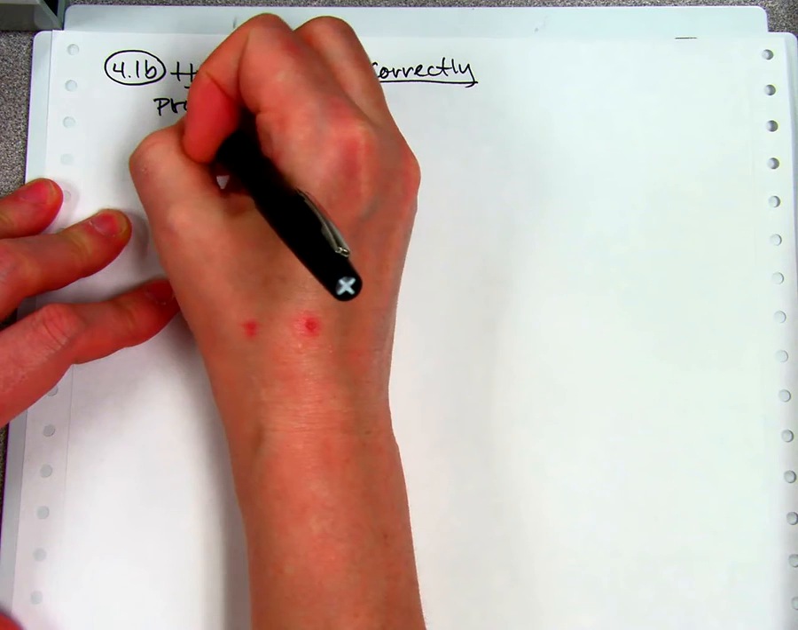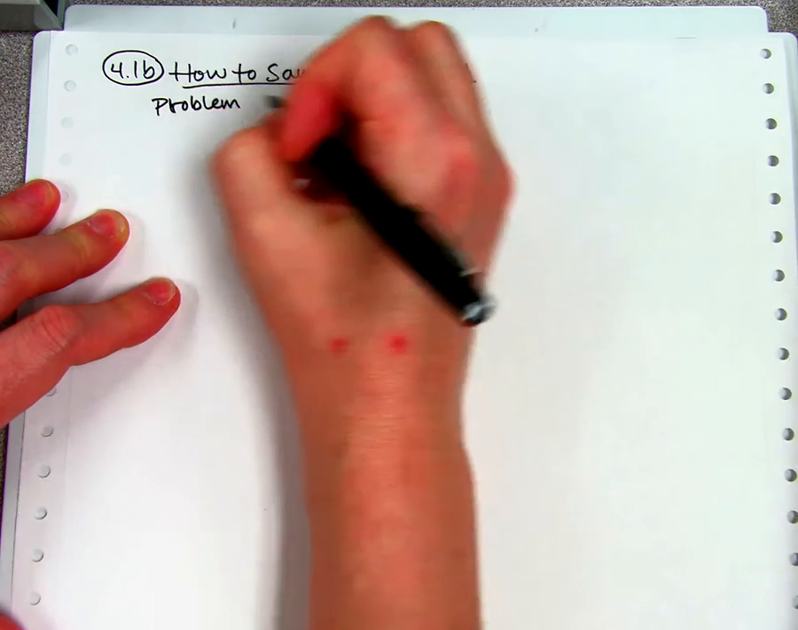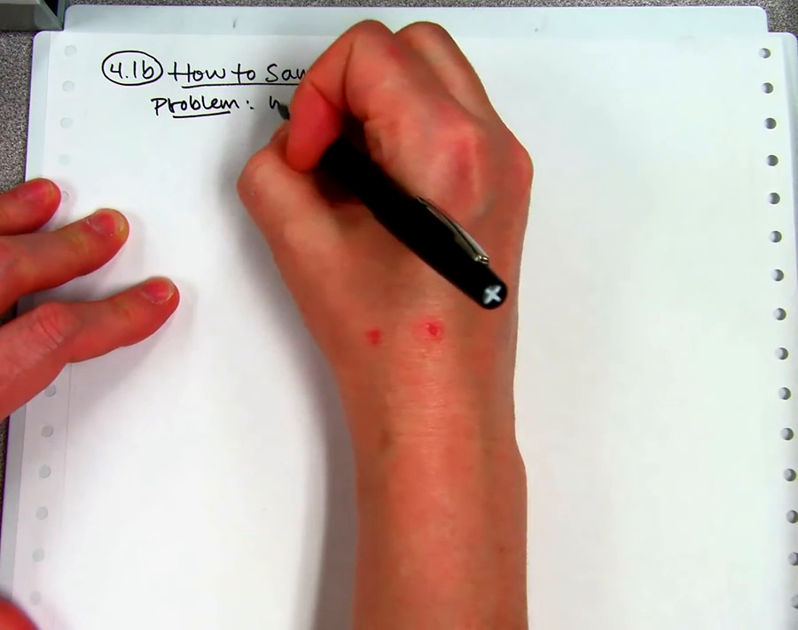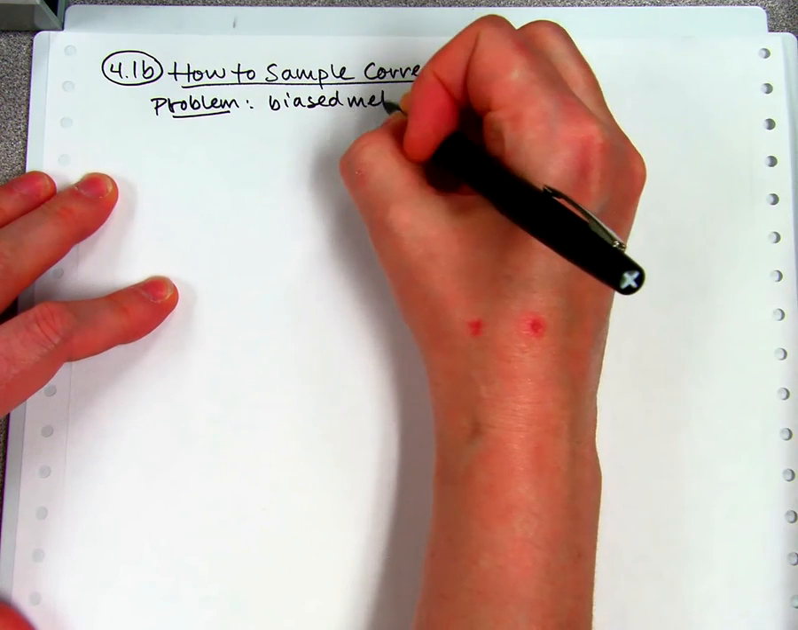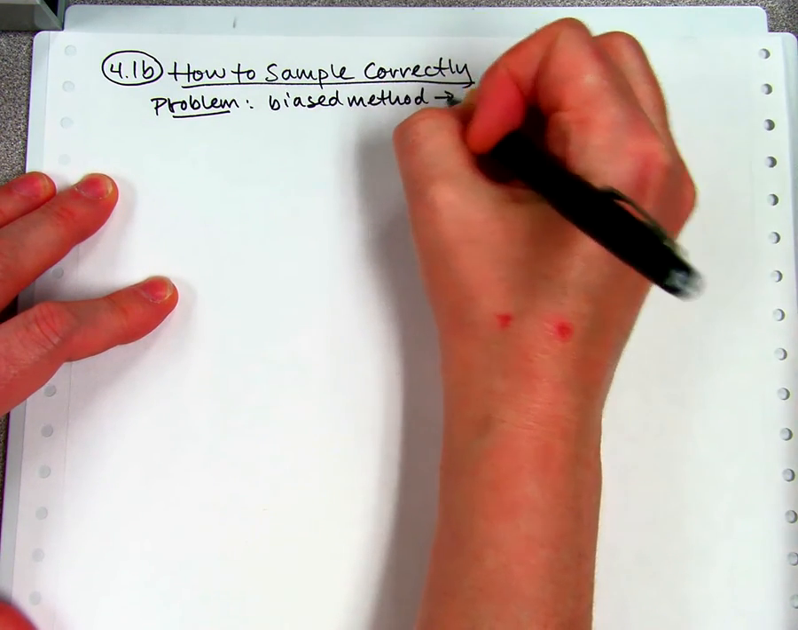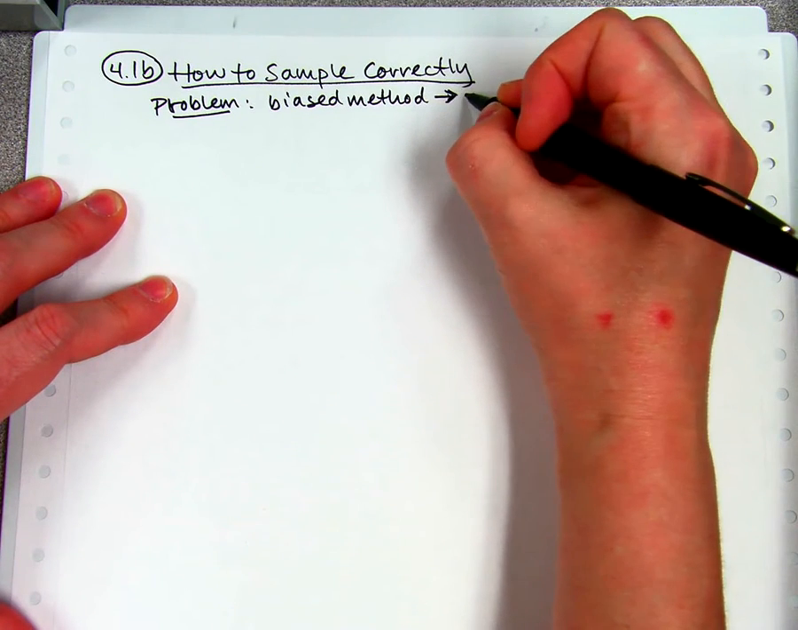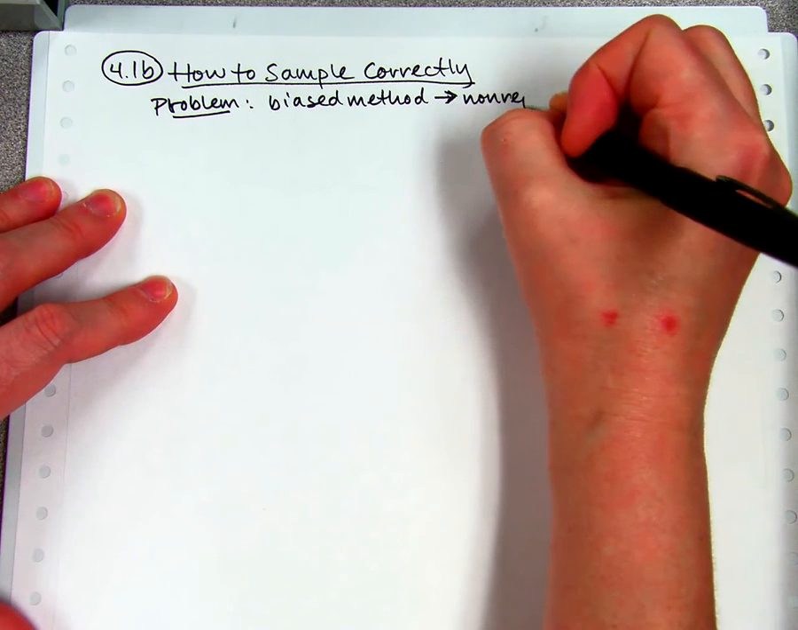So the problem that we're trying to solve is we have biased methods. This is review from 4.1a, which tends to lead us to non-representative samples.